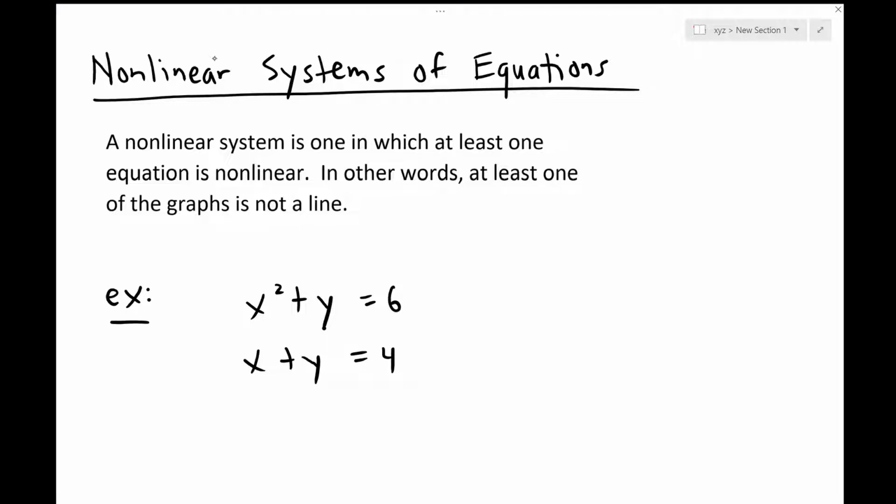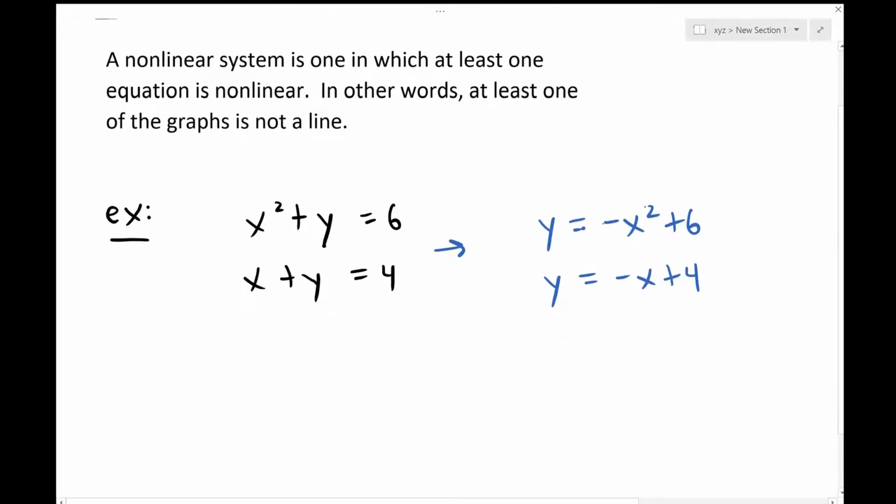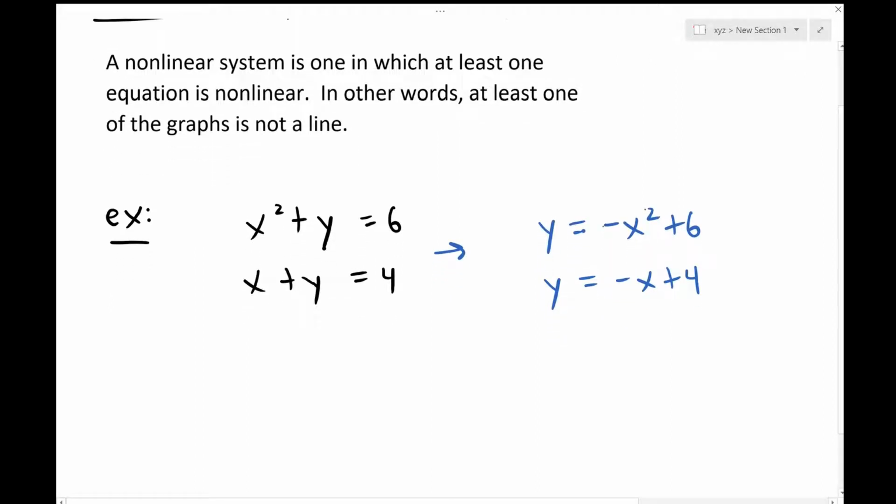To graph each of these equations, I'm going to rewrite them by solving for y in each case. For the first equation, we would just subtract the x squared over. We'd have y is equal to negative x squared plus 6. For the second equation, we would have y is equal to negative x plus 4. We should recognize that the first equation's graph will give us a parabola, and the second one is a line. This is still technically a nonlinear system because we have at least one equation that is not a line. The first one, as we just mentioned, is a parabola.